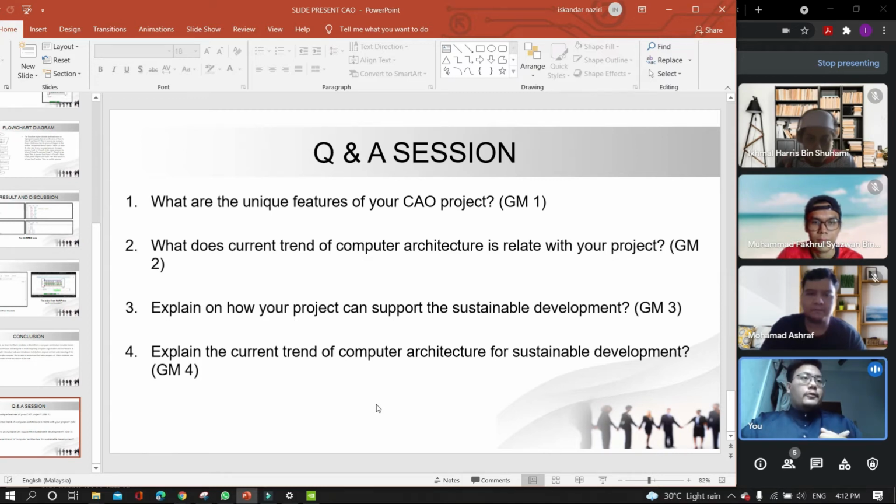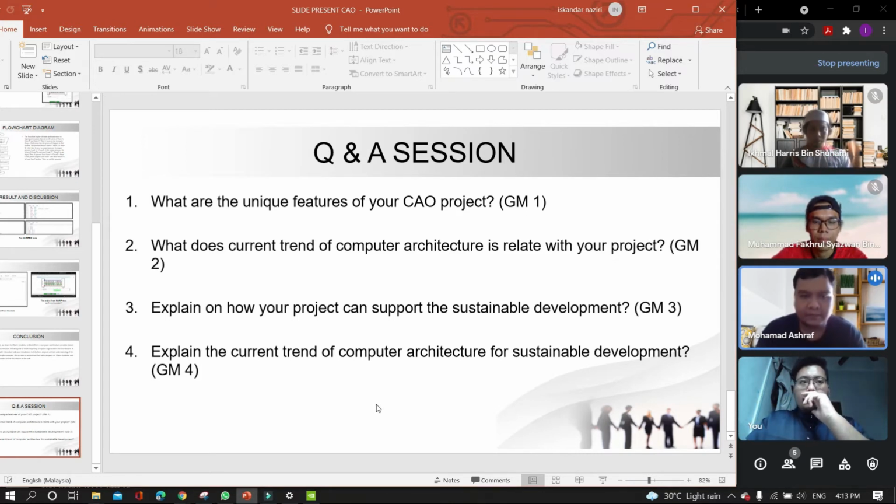Question 2: what does the current trend of computer architecture have to do with your project? As we know, a lot of industries use computers to control engineering robots or engineering processes. Like in our project, this is an imaginary industrial oil and gas company that keeps its oil, gas, and water in the volume tank as storage.